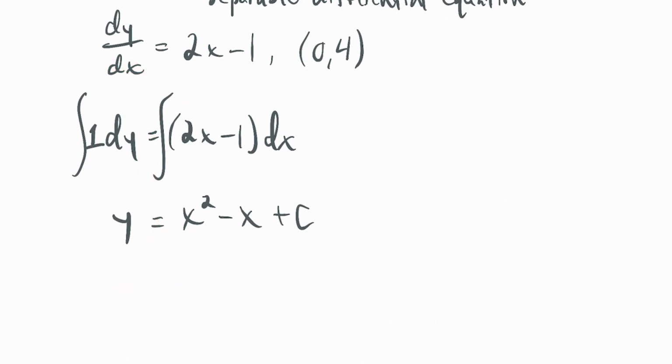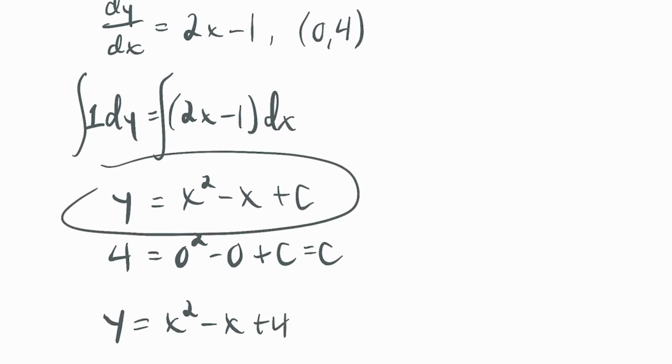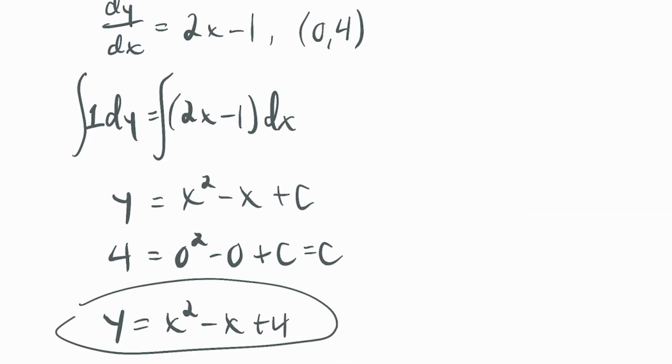So now I need to figure out what c is, so I need to use my initial value: whenever x is 0, y is 4. So if I put in 4 for y and 0 for x, the right-hand side, 0 minus 0 plus c, that's c, so c is 4. So that means that my particular solution is y equals x squared minus x plus 4. Again, this one with the plus c is the general solution. And this one here with the plus 4 is the particular solution.